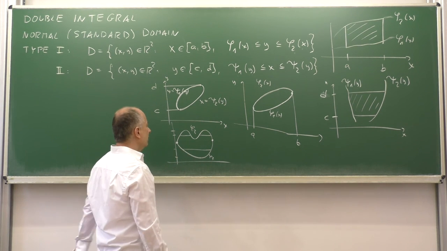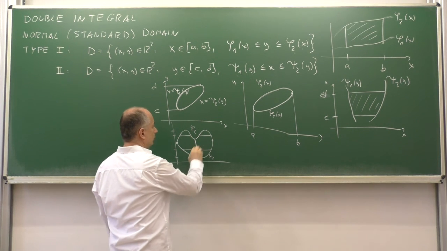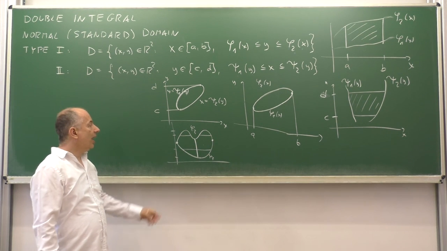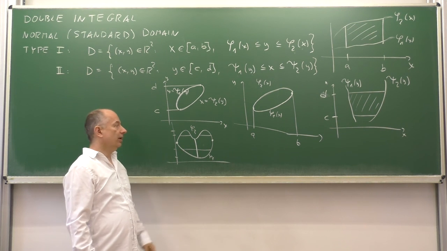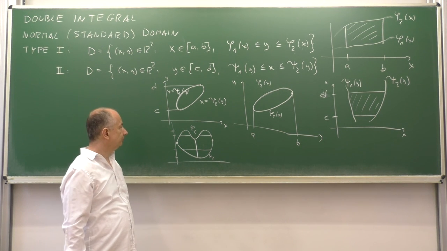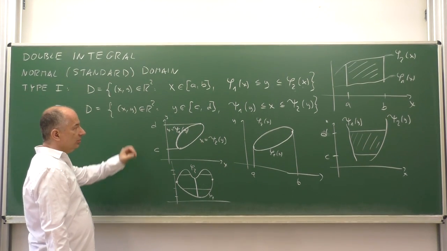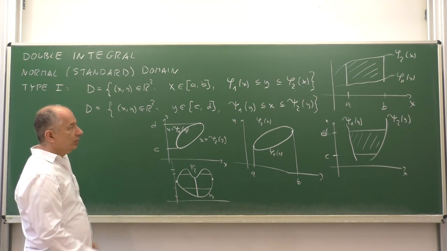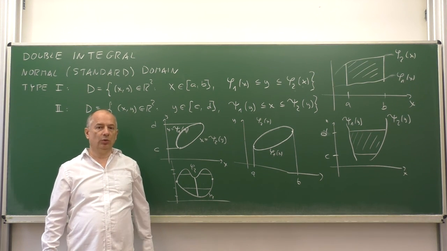In this case, one might cut the set into two parts, and then we can describe each of these two parts as either a type 1 domain or a type 2 domain. So sometimes it will be necessary to decompose the integration domain into smaller parts, into smaller subsets.